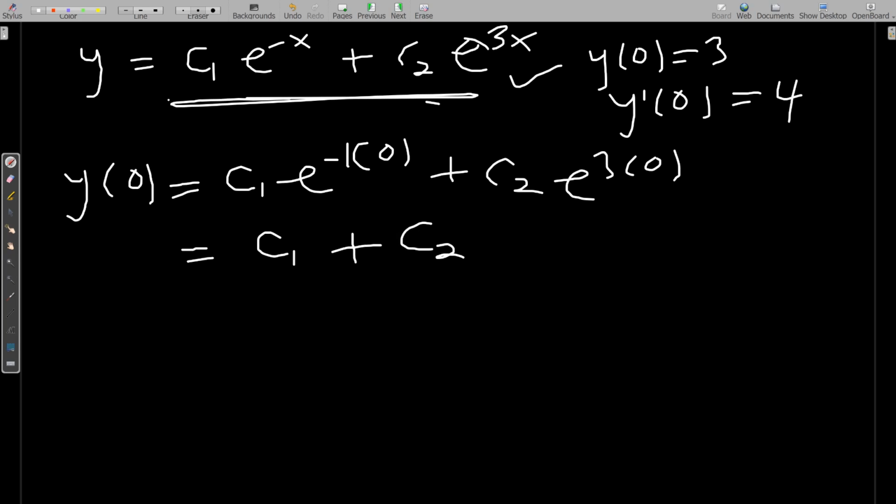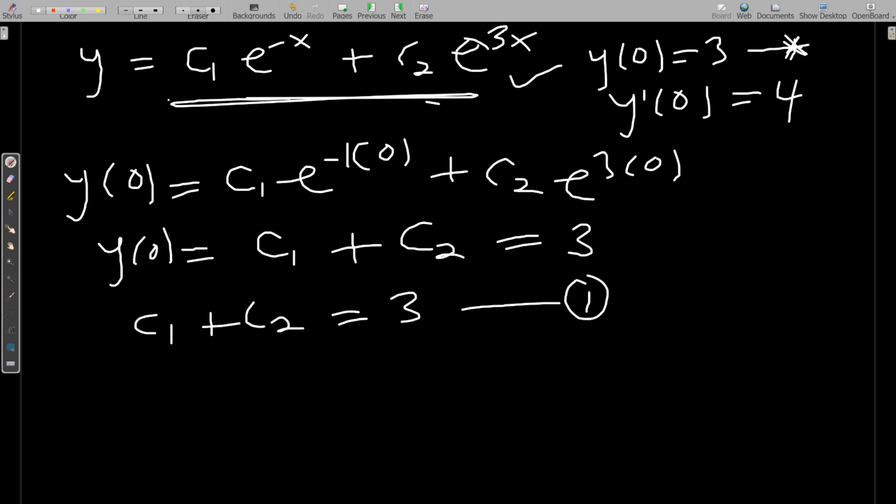Now we said this is y of 0 from the solution, but the condition is saying that y of 0 should be equal to 3. So this should be equal to 3. So you have the first equation to be c1 plus c2 equals 3, equation 1.